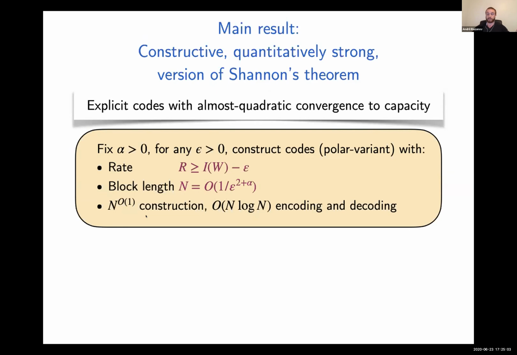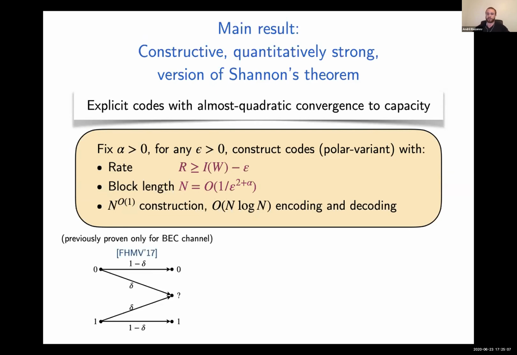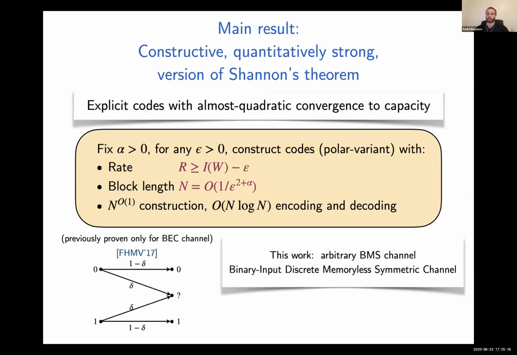A result of this kind was previously proven only for the binary erasure channel, which is the channel which basically erases the input bit with some probability. But what we do is prove this for arbitrary BMS channels, where BMS stands for binary input discrete memoryless symmetric channel. And this is a much more general and wider universe of channels. For comparison, the previous best known result for arbitrary BMS channels achieved a block length scaling of around 1 over epsilon to the power of around 4.7, while here we prove the scaling of block lengths to be near optimal, near quadratic.